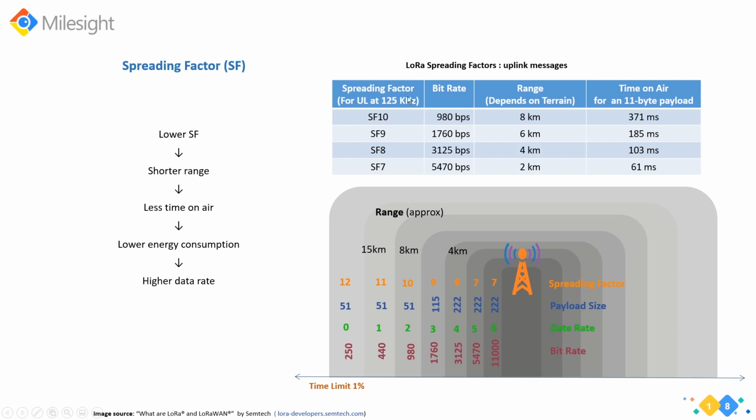This is a table that tells you about the uplink, especially the uplink messages from SF7 to SF10. And the relationship between spreading factor, the bit rate, the range, and time on air. And time on air is another restriction, for the FCC that is authorized in the United States.